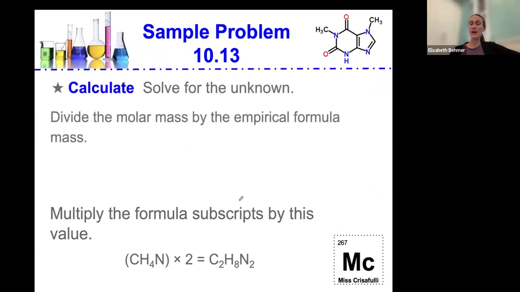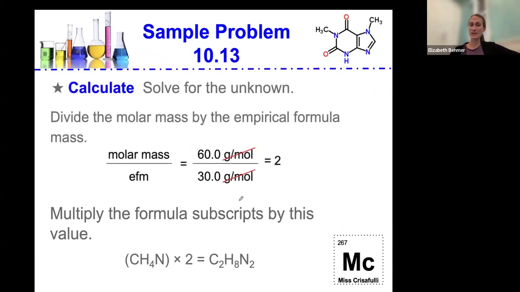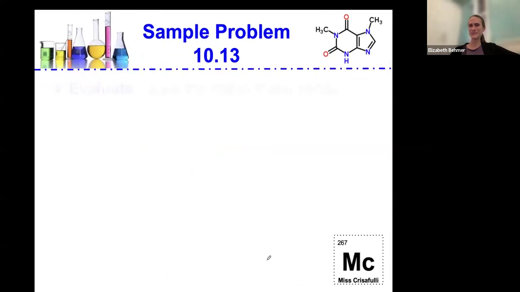Then we'll divide the molar mass by the empirical formula mass. So we'll take 60 grams per mole, the molar mass they give us, divide by the empirical formula mass, 30, to get a whole number ratio, 2. And then we can multiply the formula subscripts by this value. So 1 carbon times 2 would be 2 carbons, 4 hydrogens times 2 would be 8, and 1 nitrogen times 2 is 2. So that is our molecular formula, C2H8N2.